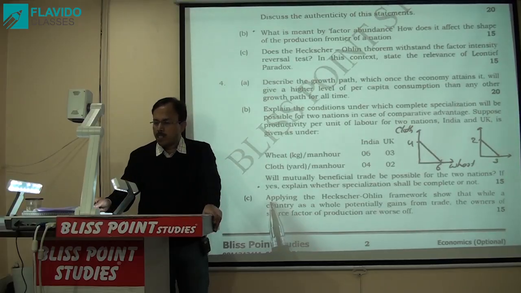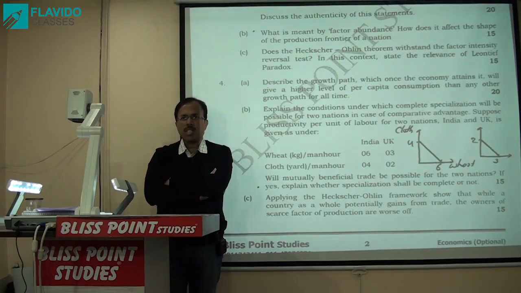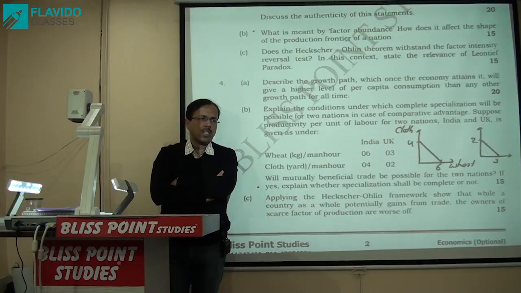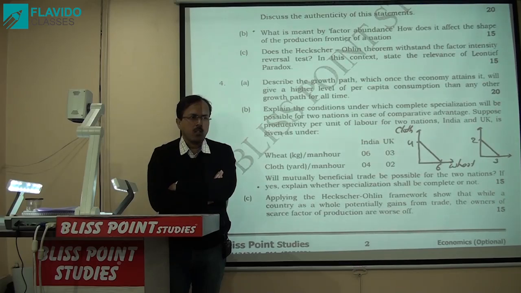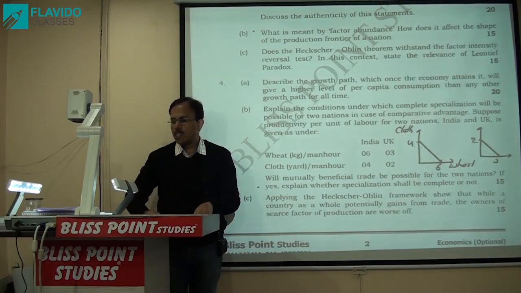And how to explain this type of question? Applying the HO model, show that while a country as a whole potentially gain from trade, the owner of a scarce factor are worse off. Country as a whole gain, but the owner of scarce factor are worse off. Which factor is scarce here now? If home country is labor abundant, what is scarce factor then? Capital is scarce in home country then. If I say foreign country is capital abundant, then labor will become scarce in the foreign country. So how HO model explain that there is overall gain from trade, but the owner of scarce factor are worse off.